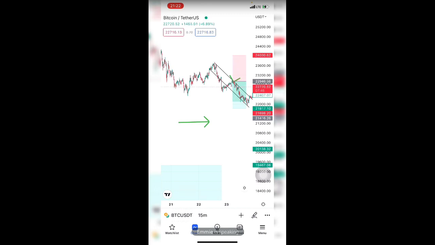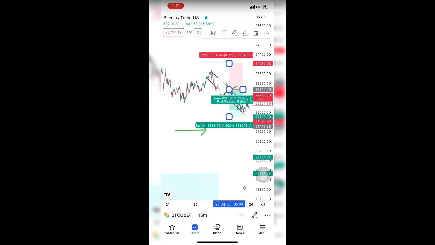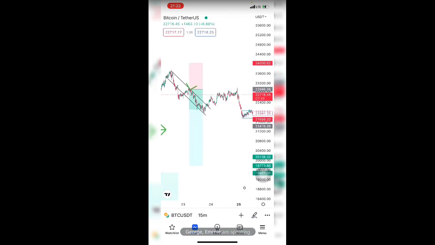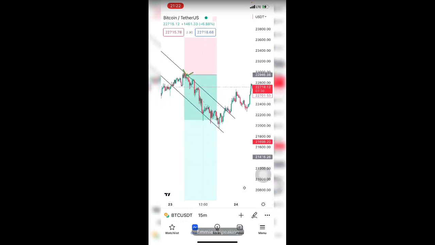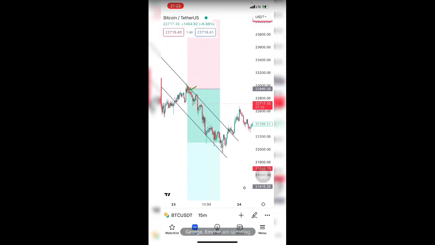Can you see that this green is deeper than this place? So it means you are in profit. You enter from this place and the market goes to this place. It means you are in profit. Do you get it? That's why this place is deeper than this place.